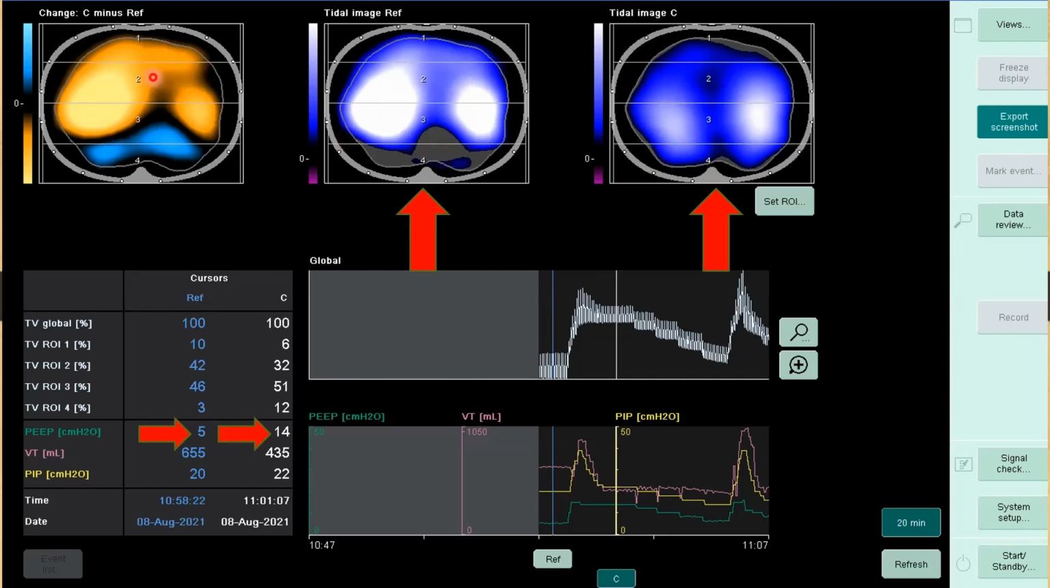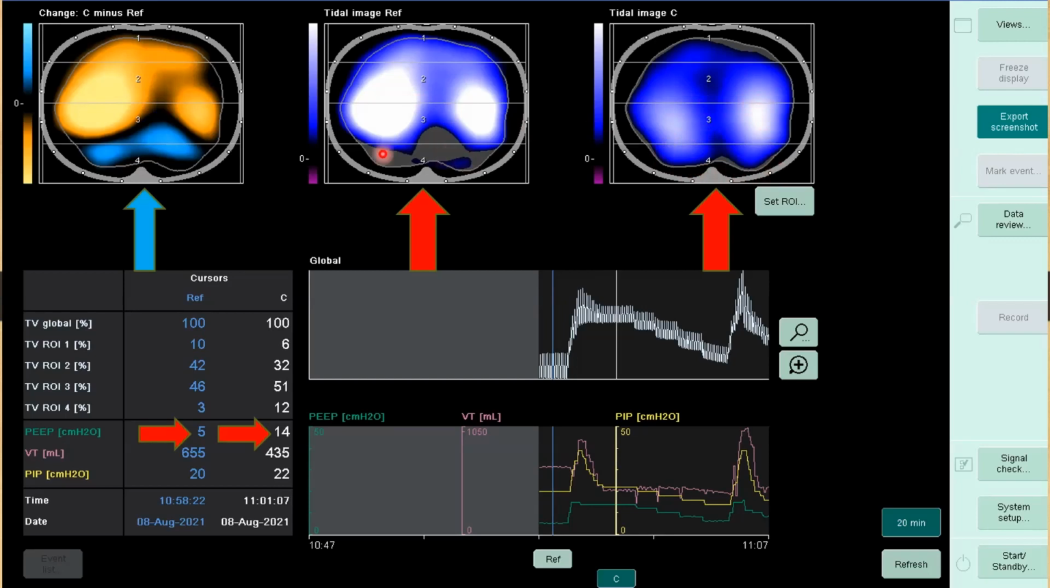So orange means a loss of ventilation, and blue means a gain. Now, orange doesn't necessarily mean that it's a bad thing. In this situation, it's not a bad thing. Because if you look over here, look at the intensity of the ventilation with the PEEP of 5, and we've lost that intensity. Why have we lost that intensity? Because more volume has been distributed here. So that's how it's represented.